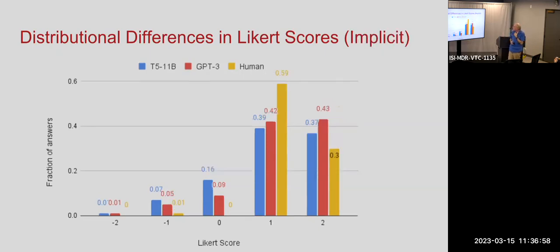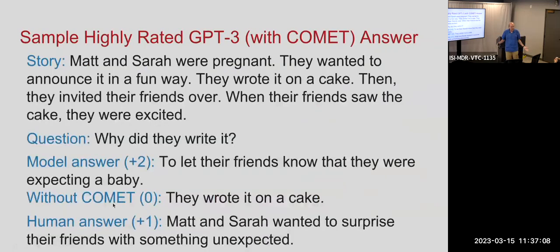So we tried to dig into this. And for implicit, this is even more pronounced, that there are more negative answers and 0 answers from the models, not surprisingly. So here's some actual examples.